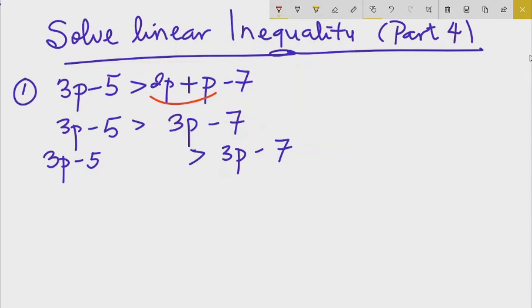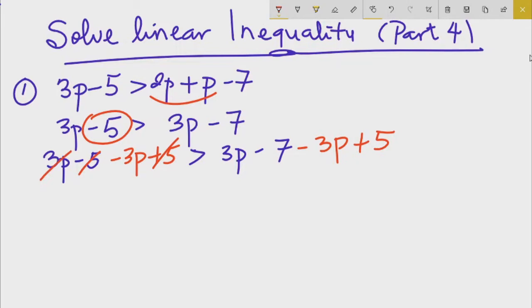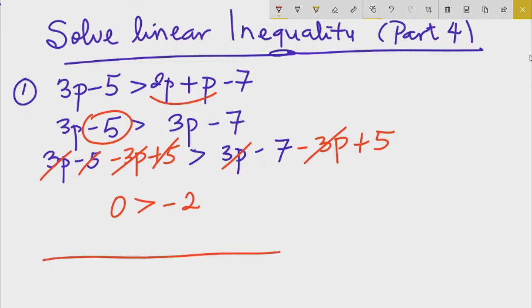We can subtract 3p from both sides. Then, to bring this negative 5 to the other side, we can add 5 to both sides. This will reduce: negative 5 plus 5 will be 0, and 3p minus 3p will be 0, greater than 3p minus 3p, which is also 0. But negative 7 plus 5 will be negative 2. So we have a statement that says 0 is greater than negative 2.